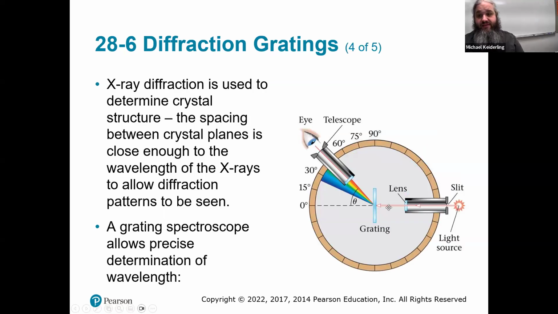One of the things you can do with this is study the diffraction patterns created by a crystal with X-rays, which lets you determine the crystal structure. X-ray diffraction is used to determine crystal structure. The spacing between the crystal planes is close enough to the wavelength of the X-rays to allow diffraction patterns to be seen. And a grating spectroscope allows precise determination of wavelength. That's what most of the spectroscopy instruments in the big lab use.